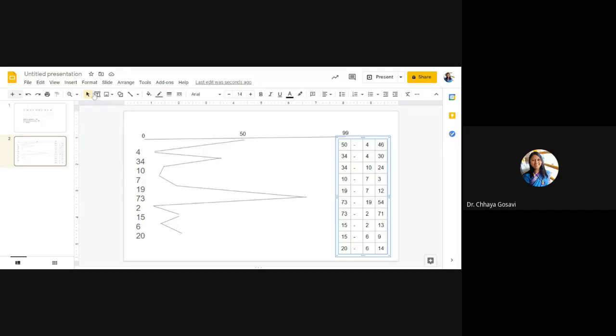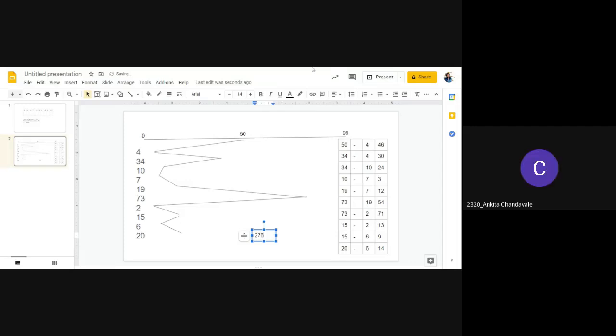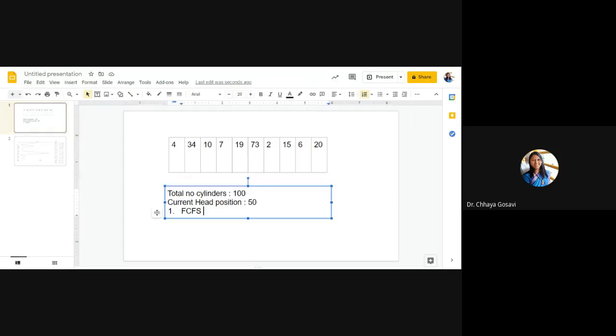What is total distance traveled with FCFS? Is it 276? Correct. It is 276 with FCFS. So with FCFS, distance traveled by read write head is 276. Now try with SSTF. What is SSTF? Shortest seek time first.